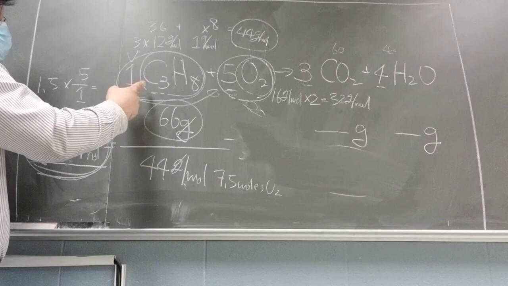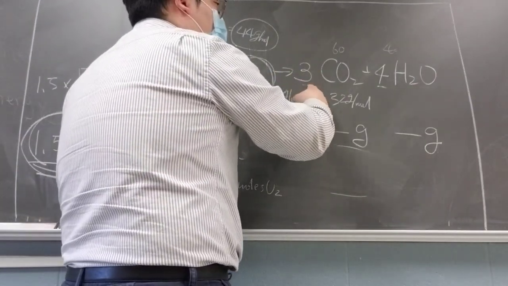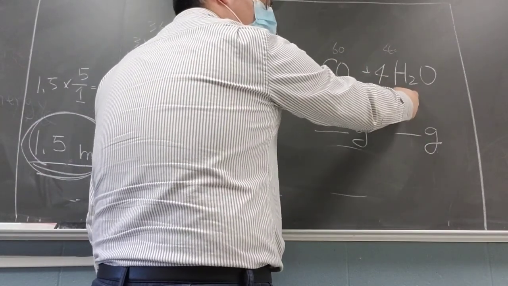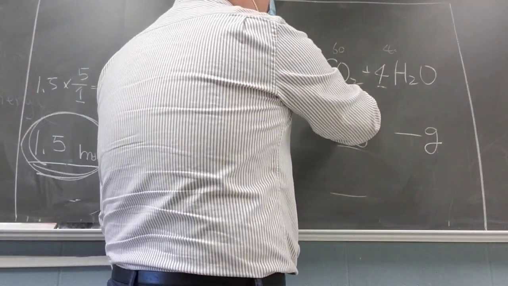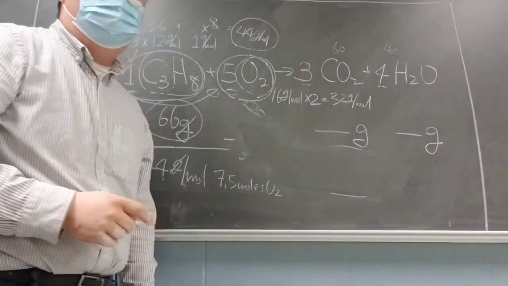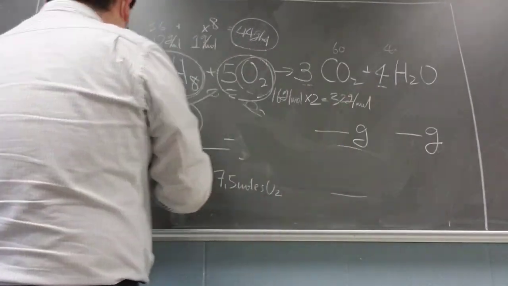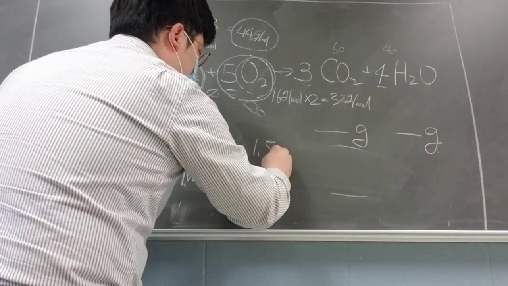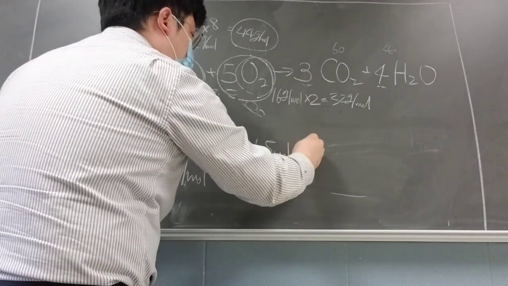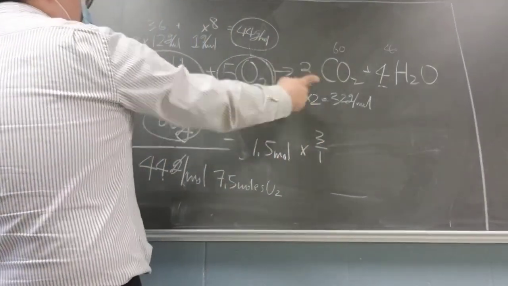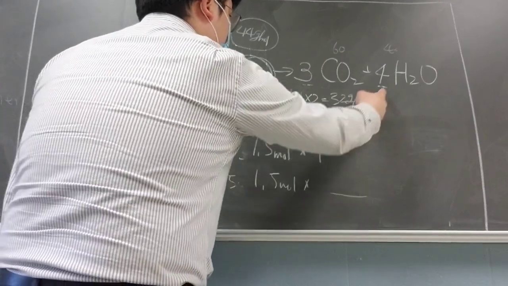If you look at this one over here, 1 propane goes in, it makes not just 1, but 3 and 4 carbon dioxide and water. So if 1 mole is used up, you're going to have 3 moles of carbon dioxide and 4 moles of water formed after the reaction. Okay, so 1, 2, 3, 1, 2, 4. So you have 1.5 moles of propane going in. For carbon dioxide it is 3 over 1. For water it will be 4 over 1.